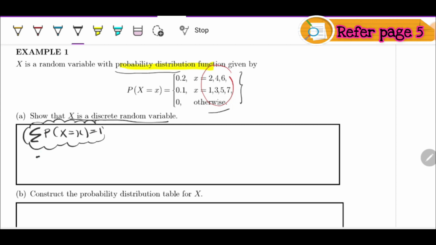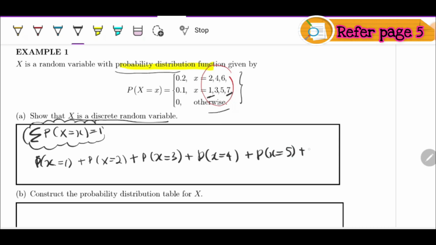So, we start from X equals 1 until X equals 7. So, P(X=1) plus P(X=2) plus P(X=3) plus P(X=4) plus P(X=5) plus P(X=6) plus P(X=7).